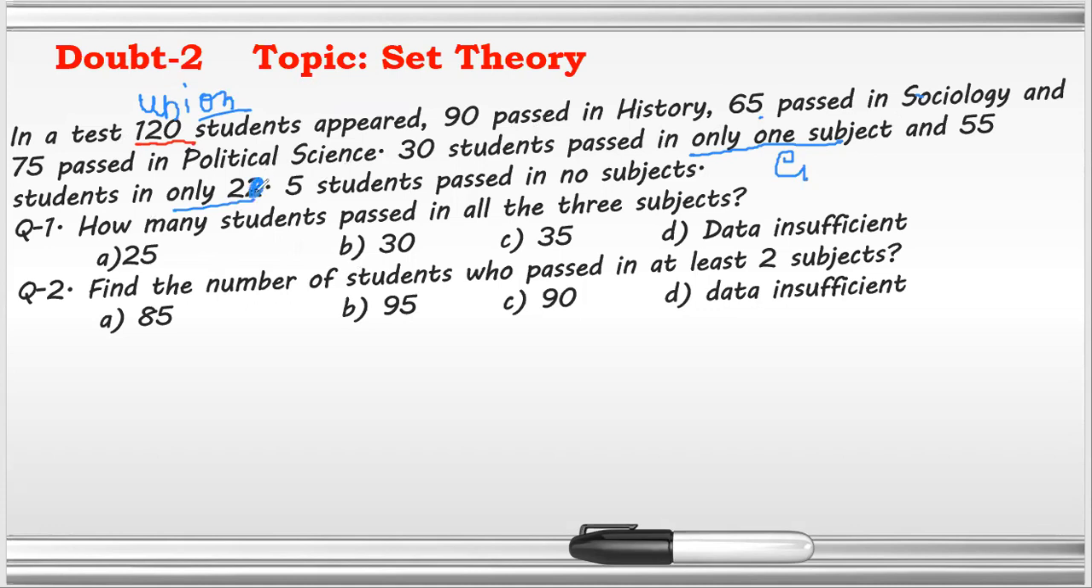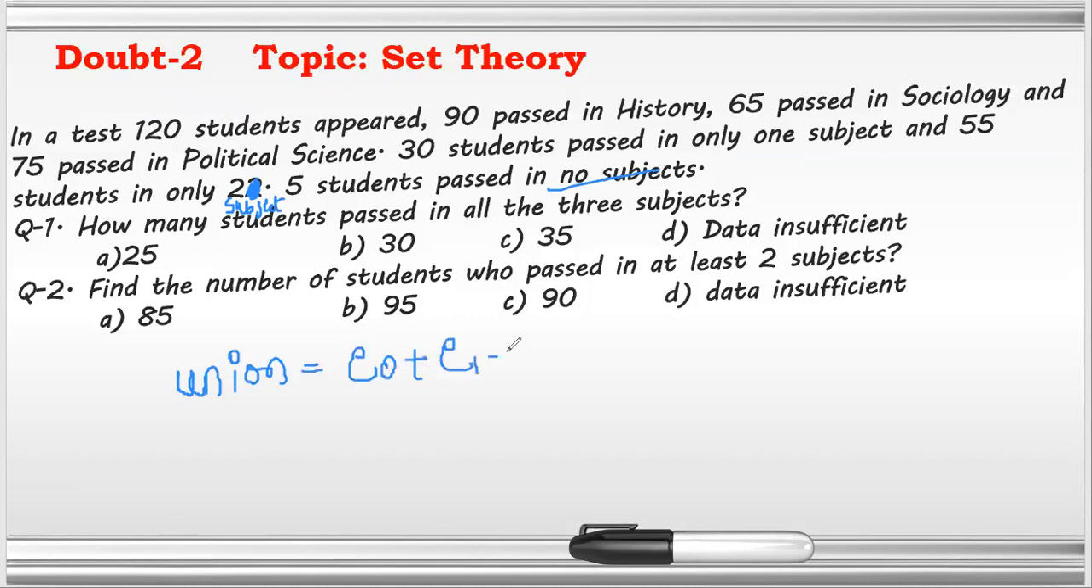55 passed in only two subjects, and 5 passed in no subject. So what will be the union equation? As it's a three-set Venn diagram, union will be E0 plus E1 plus E2 plus E3. And I know the total union given in the question is 120.